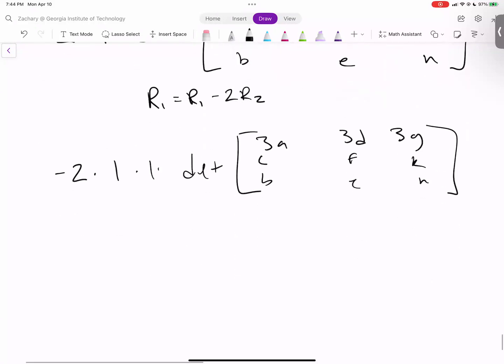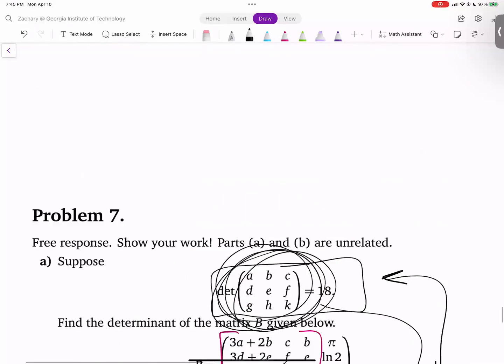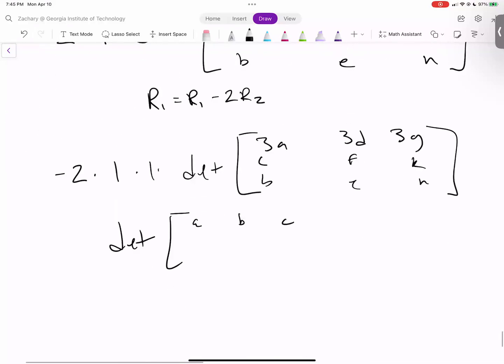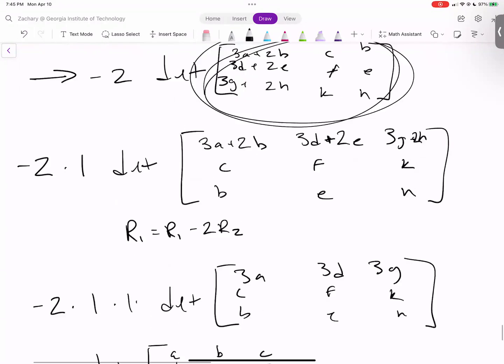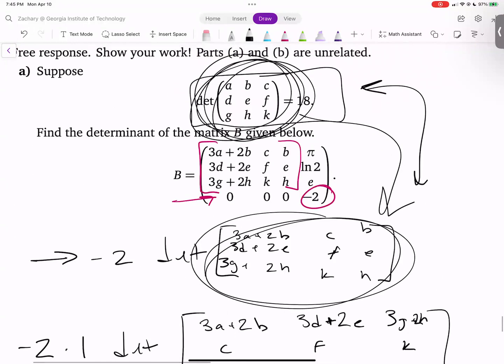All right. So now we're here. We need to get to that original matrix, okay? So let me remind you that the determinant of A, B, C, D, E, F, G, how do they write that? Oh, G, H, K.